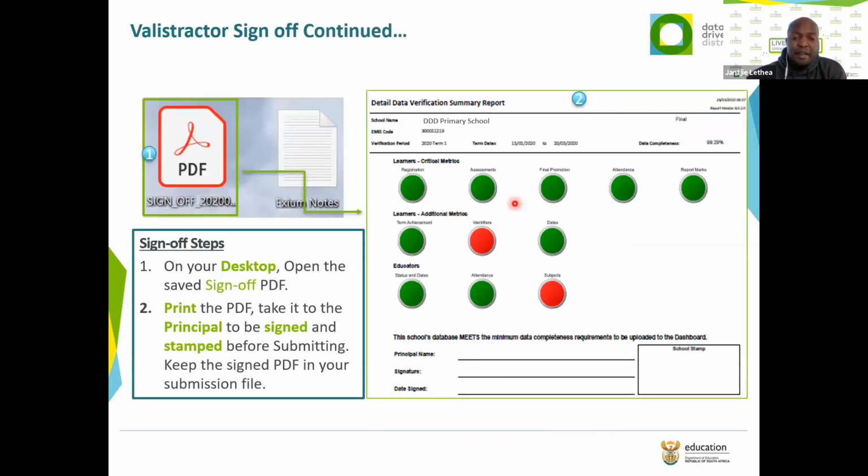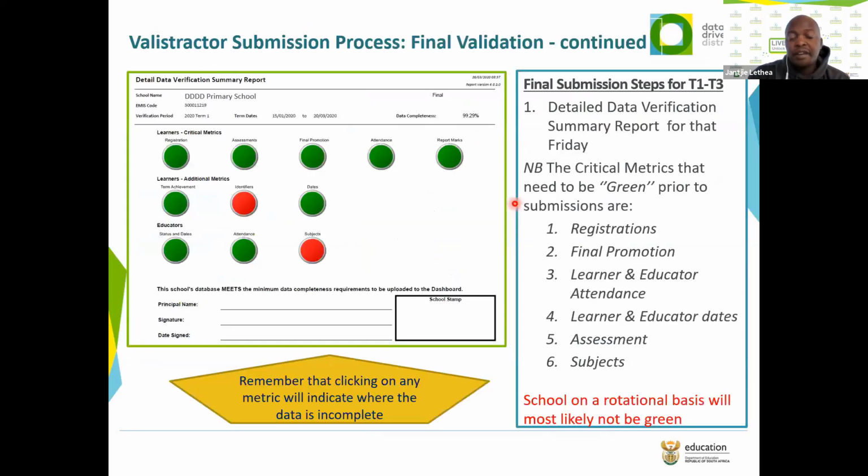Now, ladies and gentlemen, I want to take you through the critical metrics that need to be green prior to submissions. These metrics are, first, registrations. This is the first metric that needs to be green. Before you can attempt your final submission, you need to make sure that the registrations metric is green.